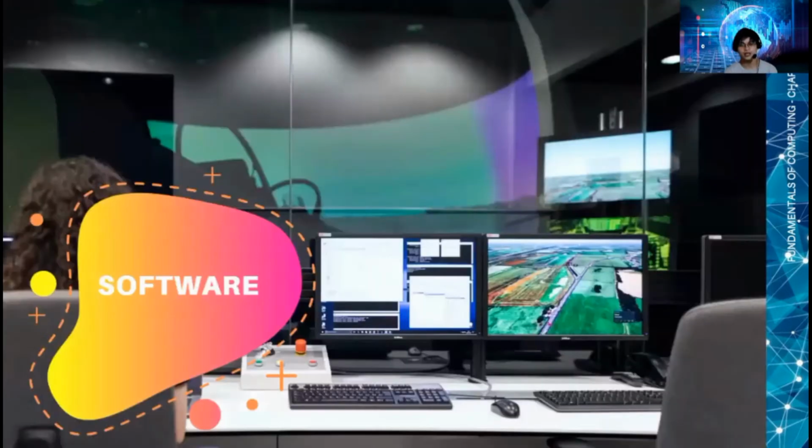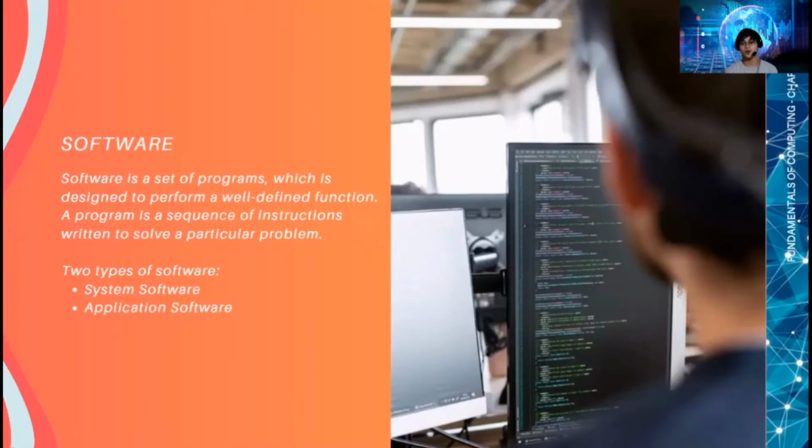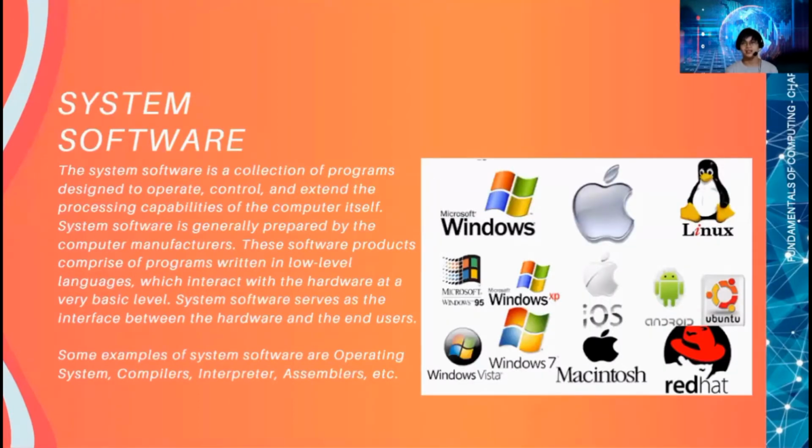Next, let's move forward with the software. A software is a set of programs designed to perform a well-defined function. It is a program or a sequence of instructions written to solve a particular problem. There are two types of software: system software and application software. System software is a collection of programs designed to operate, control, and extend the processing capabilities of the computer itself. This is generally prepared by the computer manufacturers.